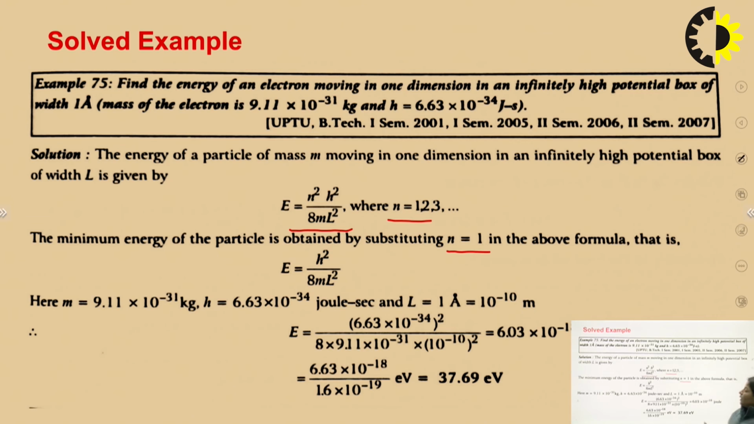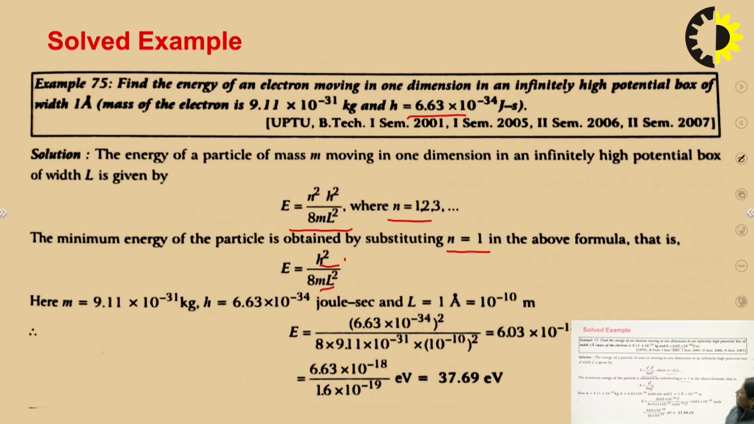So we can just find out one level, minimum energy level. For that, we will substitute n equals 1 in this expression. The remaining values are given, like h is given, so we will substitute the Planck's constant from here. And the value of the mass of the electron is given, so we will substitute the mass of the electron.